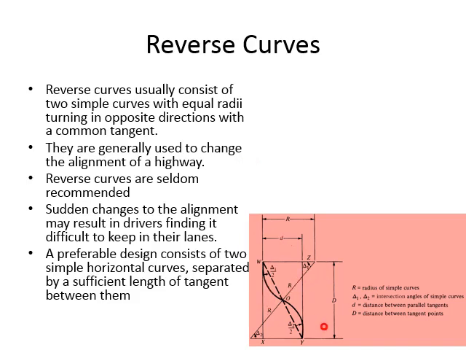Then this is the geometry of the reverse curve. The radius of both the curves is the same, R. Their angle is the same, delta. And the distance between the two parallel tangents is small d. The shift in alignment is small d. And the straight distance between the beginning and the end of the reverse curve is capital D.